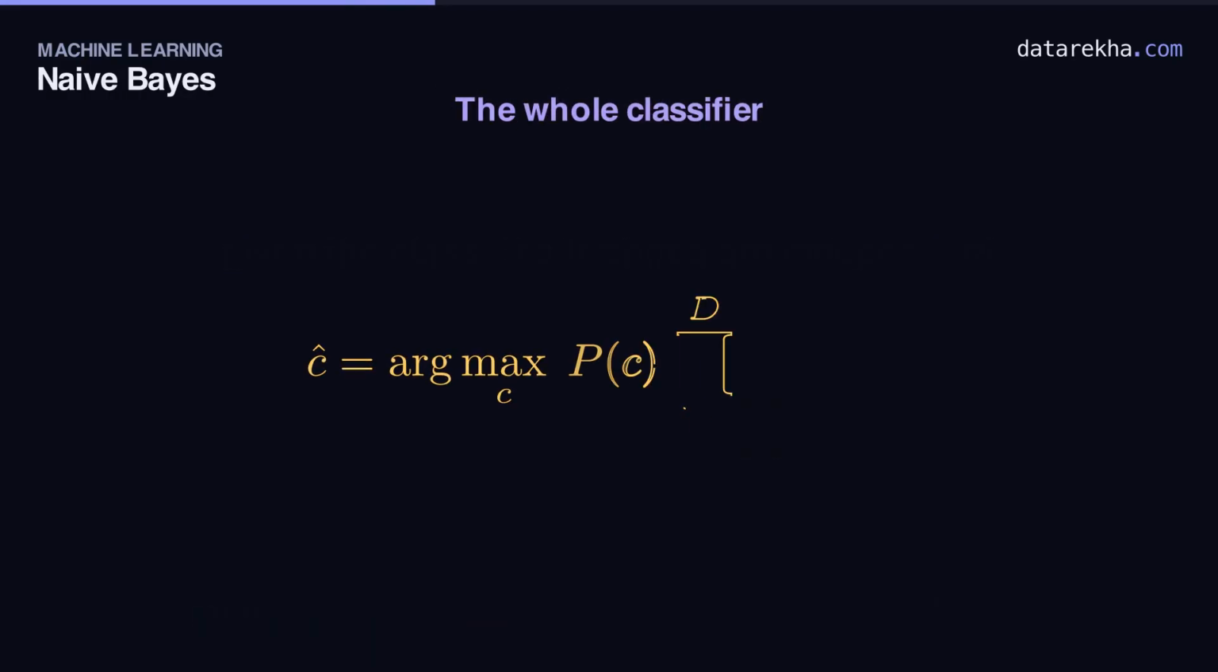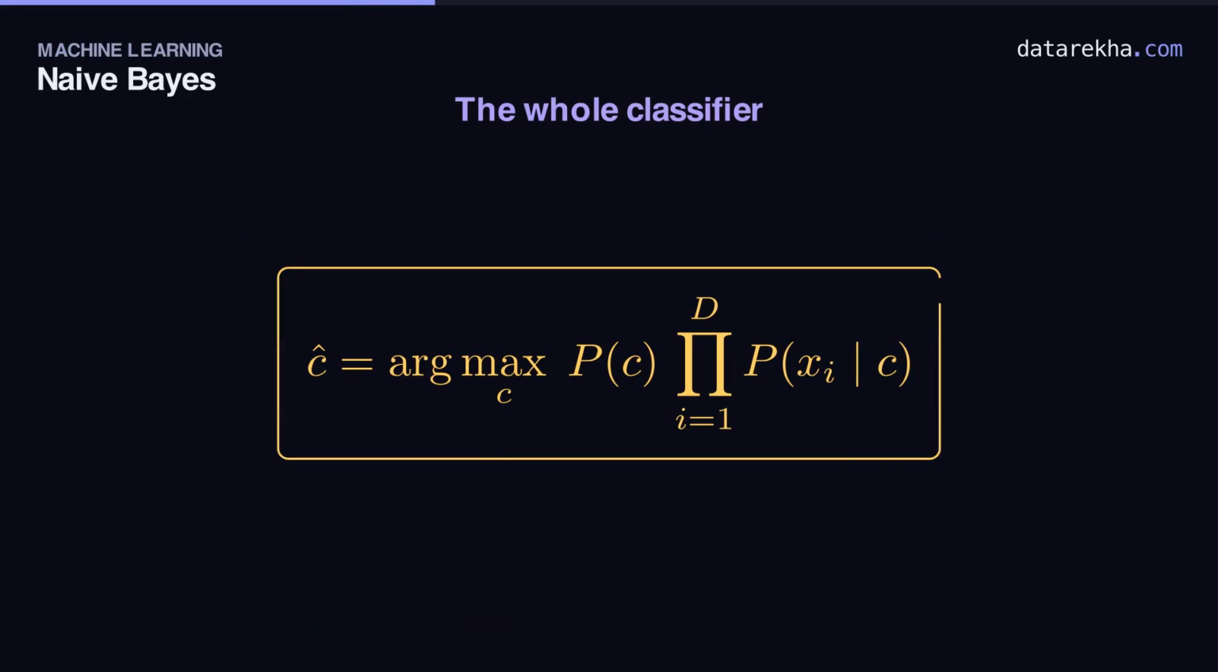Fold the product back into Bayes, and the entire classifier fits on one line. Predict the class that maximizes the prior, times the product of the per feature likelihoods. Give that quantity a name, the score of a class. The prediction is simply the class with the highest score. And if you ever need the real probability, not just the winner, normalize. Divide each class's score by the sum of all the scores. That hands back the true posteriors that add up to 1.